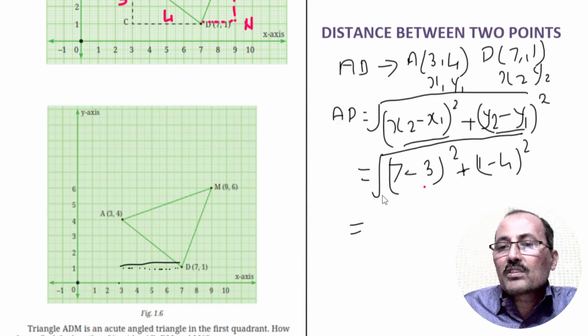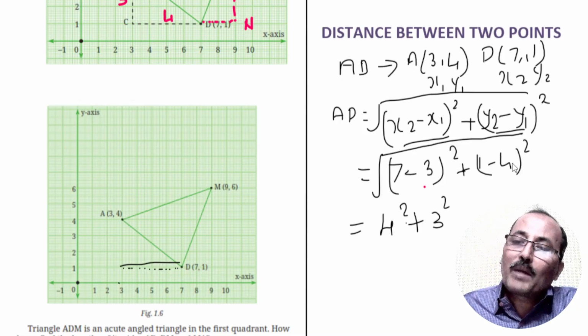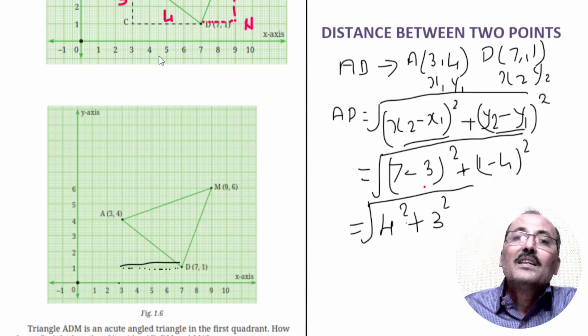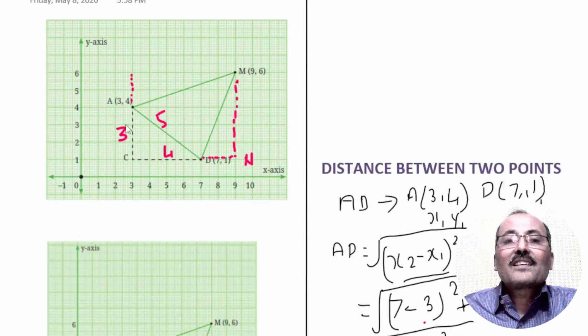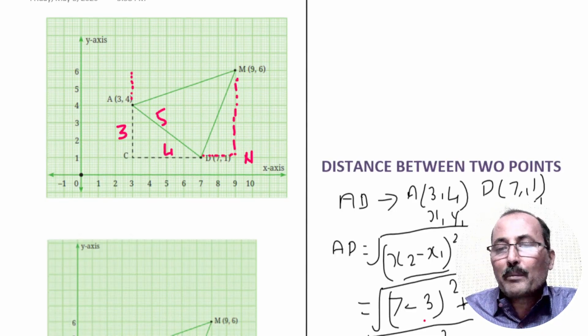Now this is equal to 7 minus 3, which is 4 square, plus 3 square. Why 4 square plus 3 square? 1 minus 4 is minus 3, and minus 3 whole square is 3 square only, under the square root. Now you will be surprised. What is this one? Nothing but 3 square plus 4 square, what we used for the Pythagoras theorem. That only is coming here.